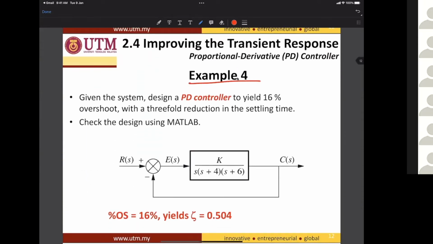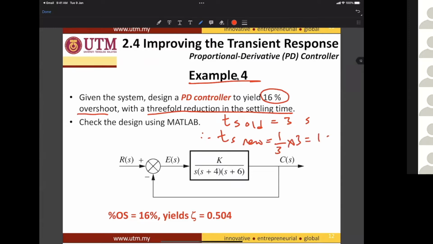Example: given the system, design a PD controller to yield a 16% overshoot with a 3-fold reduction in the settling time. So what do you mean by 3-fold reduction in the settling time? Let's say the settling time is 3 seconds. The new one is a 3-fold reduction, meaning 1/3 multiplied by 3, so 1 second is the expected new settling time.